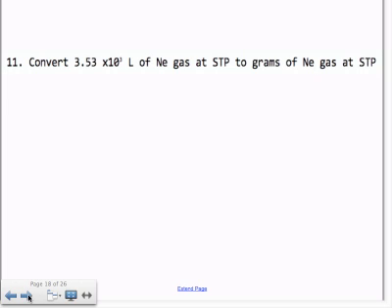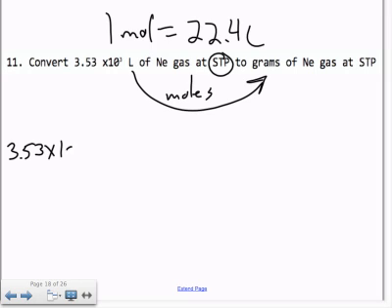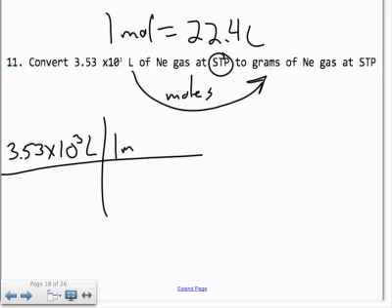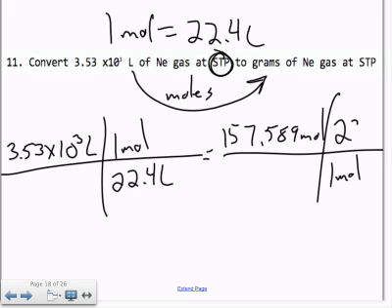Okay, so the next one, this is where we're doing molar volume. So you need to remember that 1 mole of gas at STP equals 22.4 liters. So we're going from liters to grams. We don't have moles, so we're going to have to go to moles in the middle. So 3.53 times 10 to the 3rd liters, and 1 mole equals 22.4 liters, because it says it's at STP, so we can use that number, is equal to 157.589 moles, and a mole of neon, if you look it up on the periodic table, has a mass of 20 grams. So we do 157.589 times 20, and that comes out to 3,150 grams of neon.